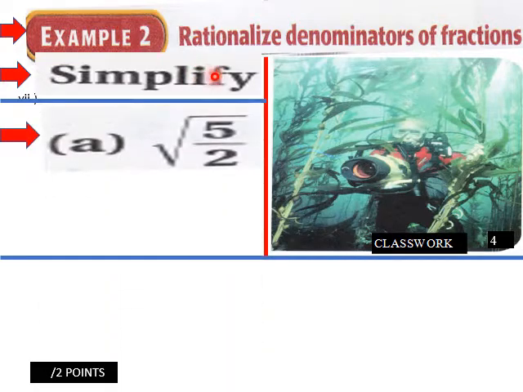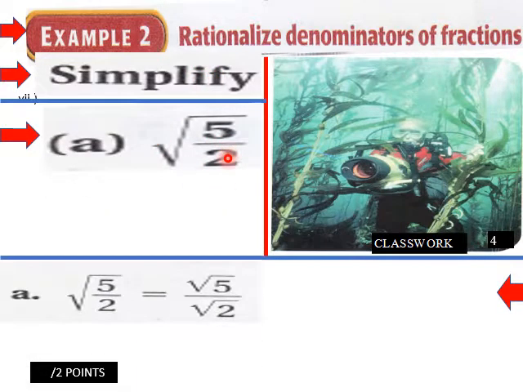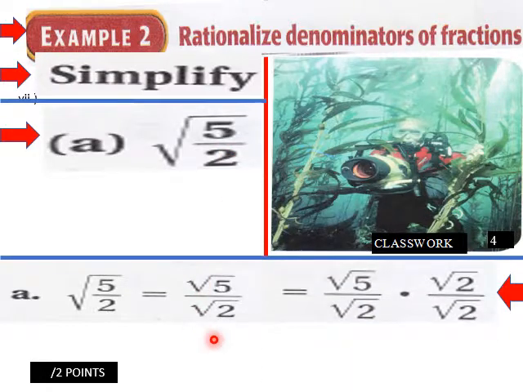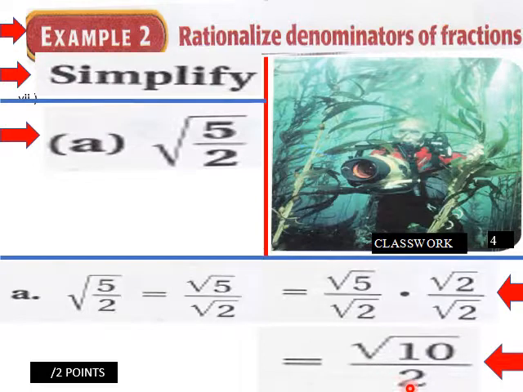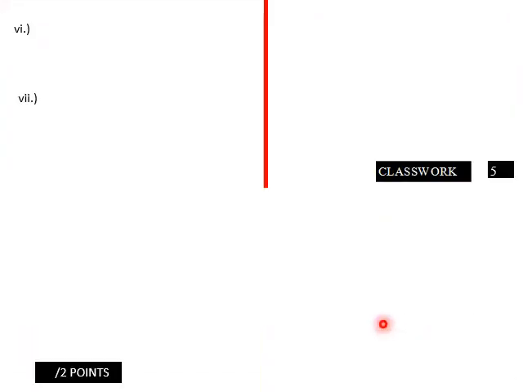Rationalizing denominators of fractions. We have a situation here where we have radical 5 over 2. How will we get rid of our radical down here? We need to get rid of our radical in the denominator, so we multiply numerator and denominator by radical 2. That gets rid of our radical in our denominator. Radical 5 times radical 2 is radical 10 in our numerator.